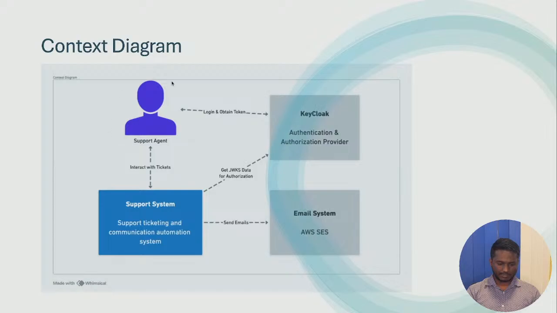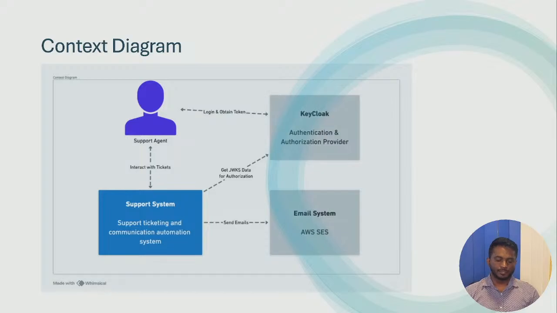Now this user-like shape doesn't have to be this. It just has to imply that this is a person who will be interacting with the system. So in here, I have mentioned this person as support agent. He's the person who will be using this system and interacting with the support system. For the authentication part, we are using Keycloak, and to send out emails, we are using an email system. So this is the simple context diagram.